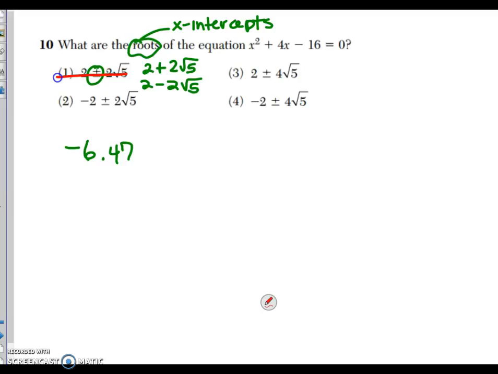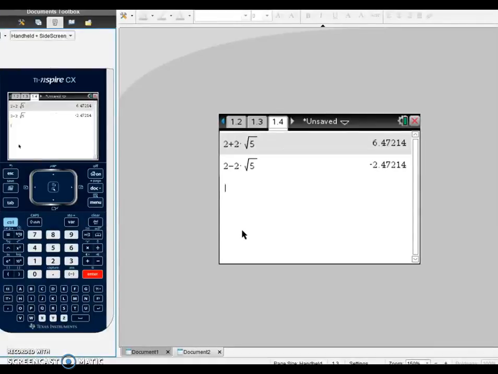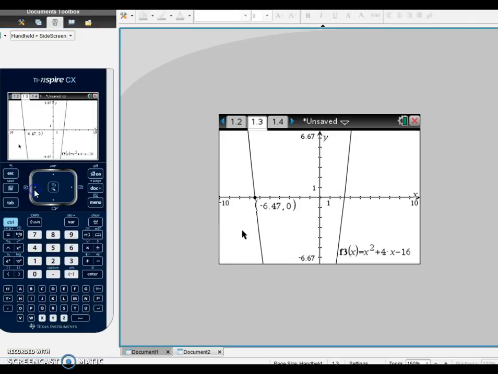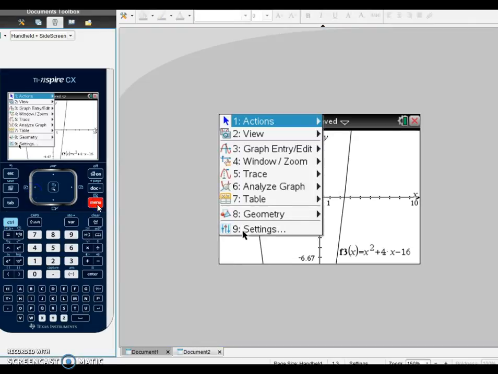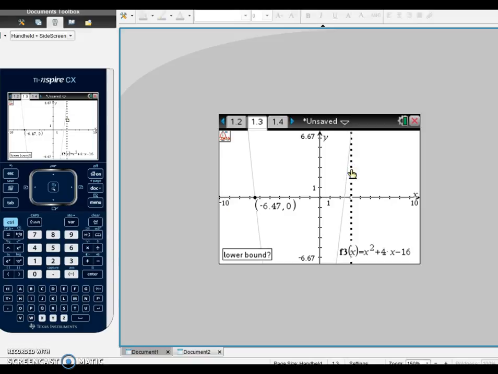I'd like you to pause the video, go through, and see if you can find where the root is negative 6.47, and you will find that the answer is choice 2 when you test those. The other root, if you go back to your graph, you can analyze the graph and find the other root by using your calculator, going to the other side, hitting the lower bound and the upper bound, so it's positive 2.47. Use your calculator to help you out. Rewatch this video if you need to.